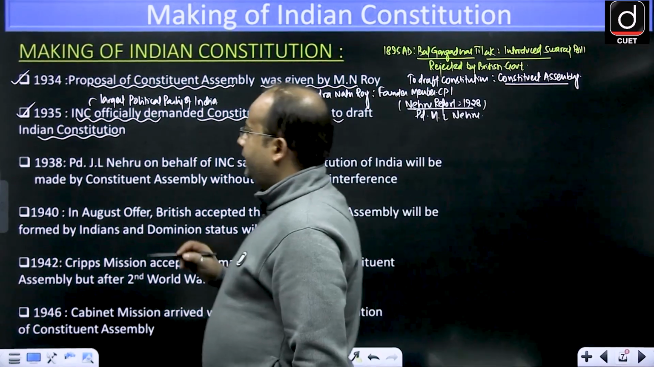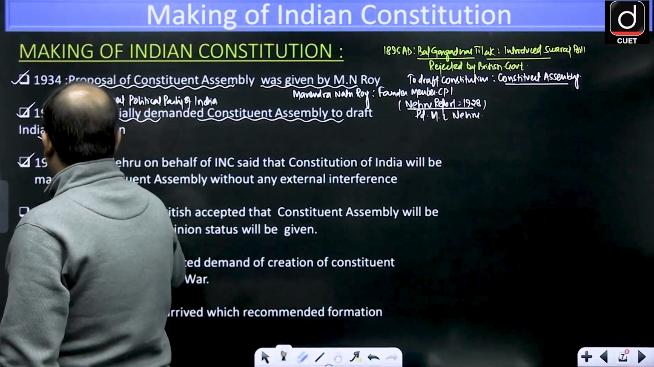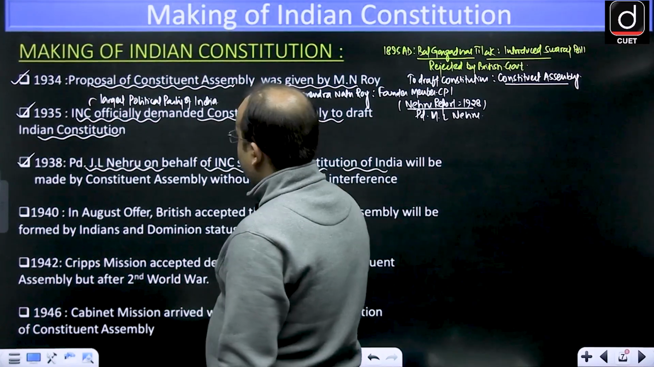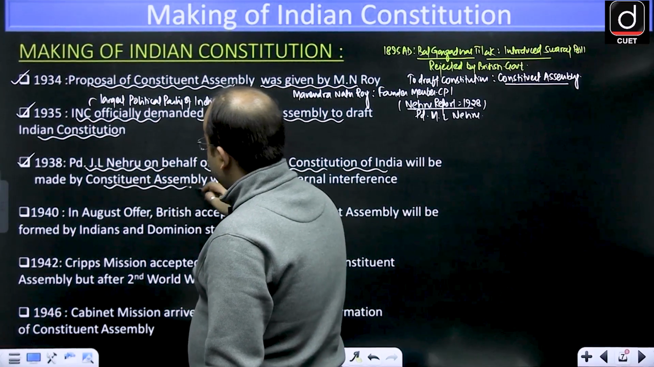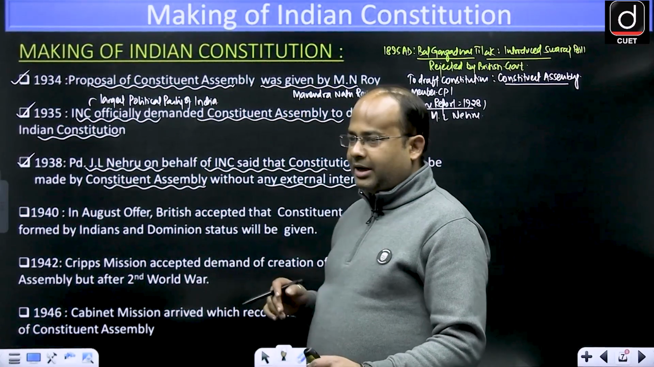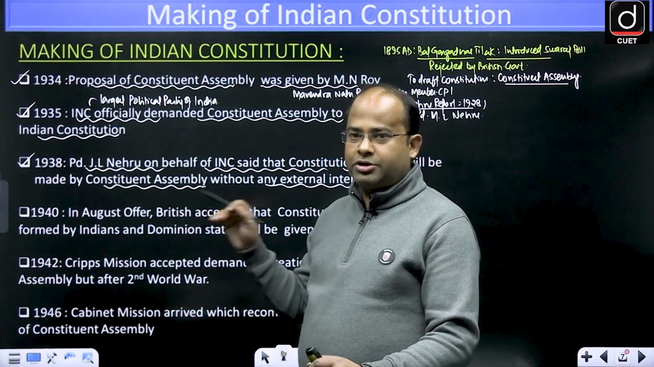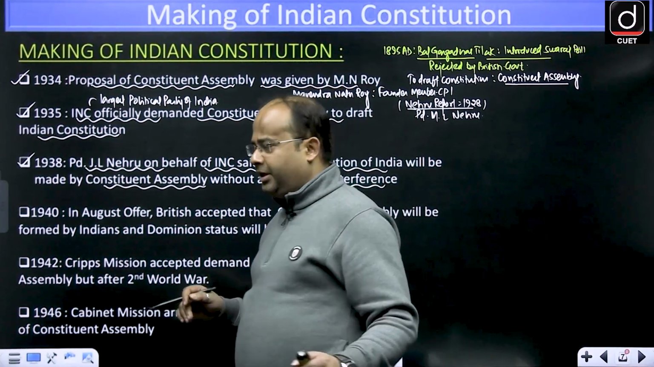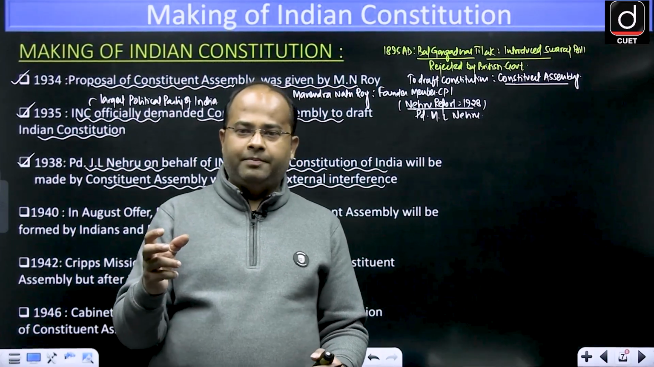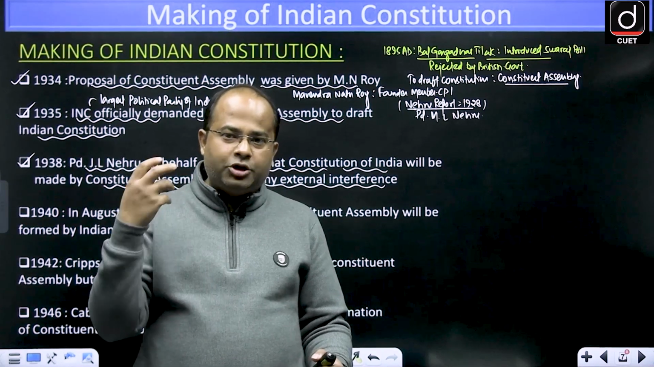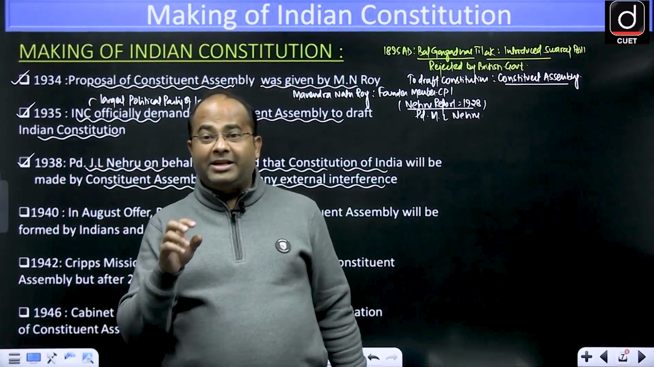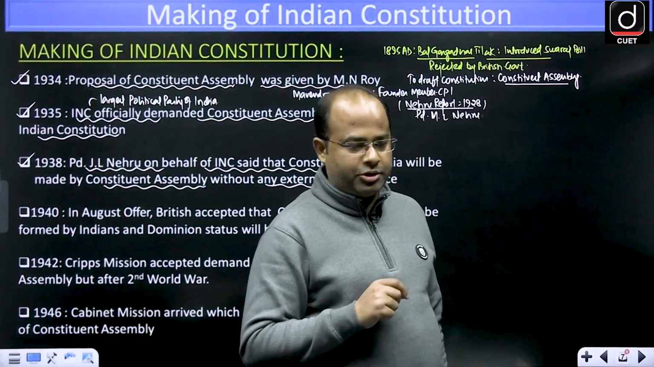Now guys, in 1938, what happened? Pandit Jawaharlal Nehru, on behalf of INC, said that the Constitution of India will be made by a Constituent Assembly without external interference. Pandit Nehru became the prime face for the Constituent Assembly. Initially, the British said that Indians do not have that much intellectual capacity to draft their constitution on their own. So definitely they need the help of the British to draft their constitution.